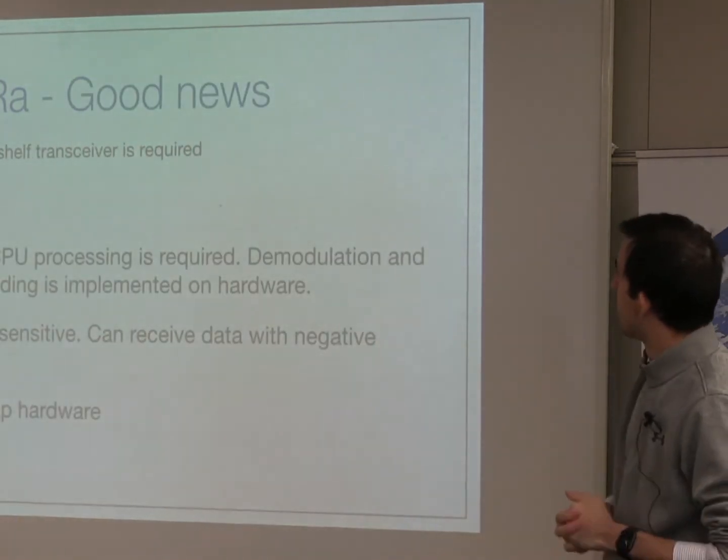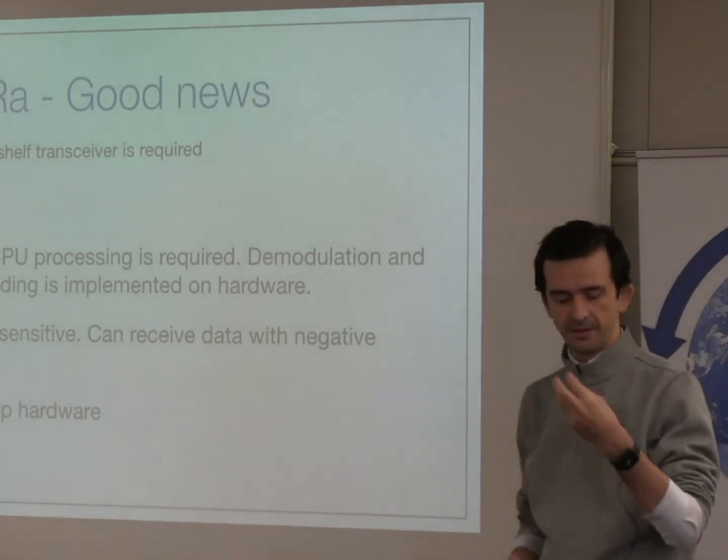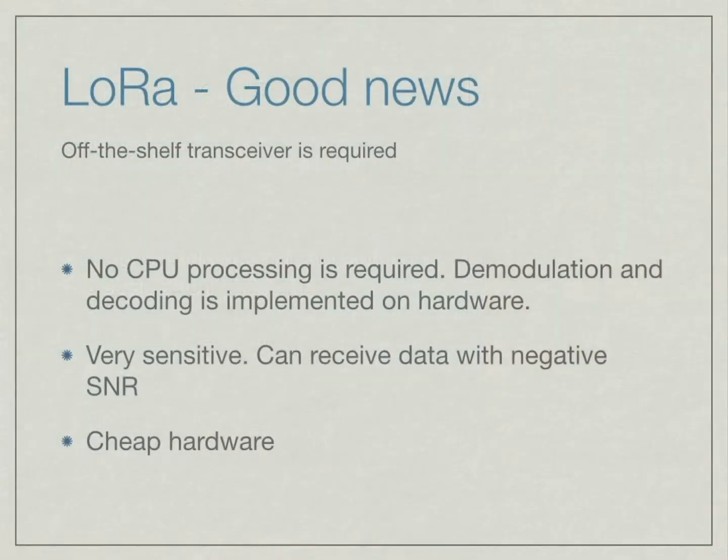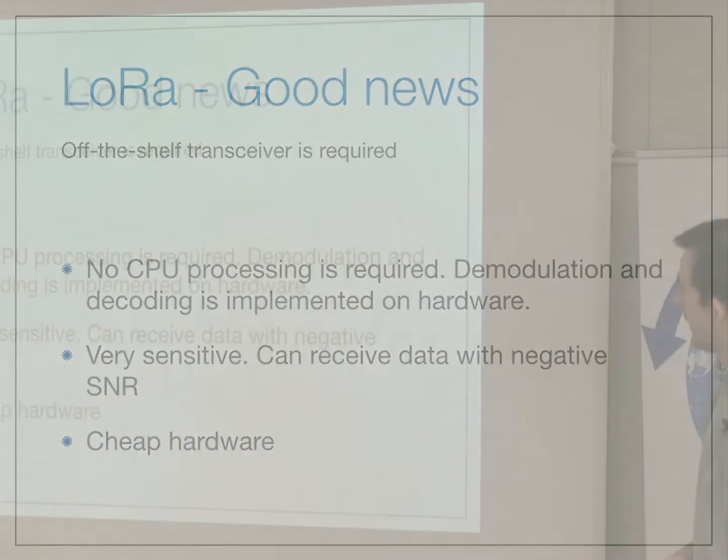The good news about LoRa is that it's just a separate hardware transceiver, which is very cheap, and it can receive the signal, demodulate, decode, and produce a byte array, which I can parse and consider a good received frame. It doesn't require any specific CPU usage on the Raspberry Pi or any other hardware, so it's all happening on this transceiver, which is good. And it's very sensitive. It can receive with a negative SNR. So the LoRa protocol is very well designed.